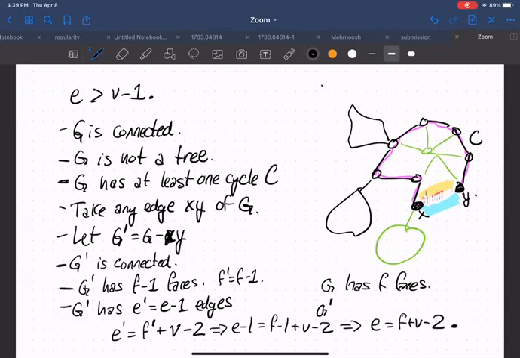Okay. And that's the proof. So it was by induction on E. The base case was E equals 0. When E is bigger than or equal to 1, there's a special case when the graph is a tree. And otherwise, you can remove an edge from a cycle and apply the inductive hypothesis. So any questions about that just now? Okay.